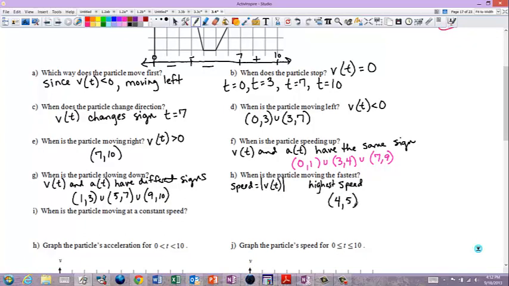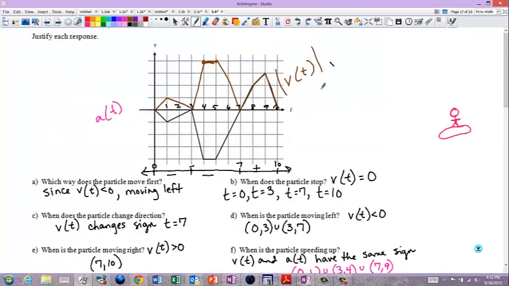When is the particle moving at a constant speed? Well, that means there's no change in velocity. So that would again be between 4 and 5. Now graph the particle's acceleration. I'm going to do it up here and you're going to copy it down there.